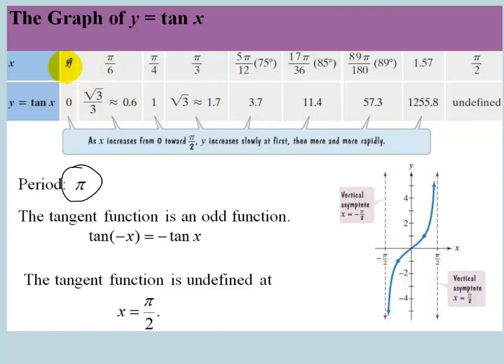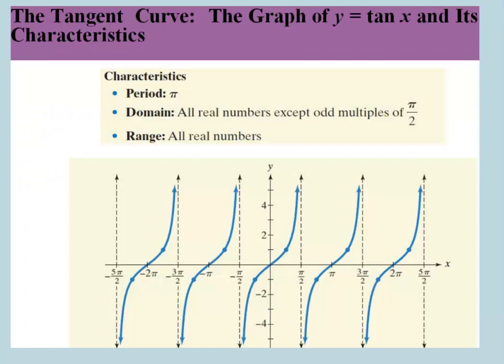If you notice, you're looking at a unit circle: the x value is the angle, the y value here is your tangent, so the sine over the cosine of that angle. So if you followed a unit circle, you get the same numbers. Now, some other properties about this, again, the period's pi. Domain is all real numbers except odd multiples of pi over 2, so except the asymptotes. And the range is all real numbers because it's going down and up forever.